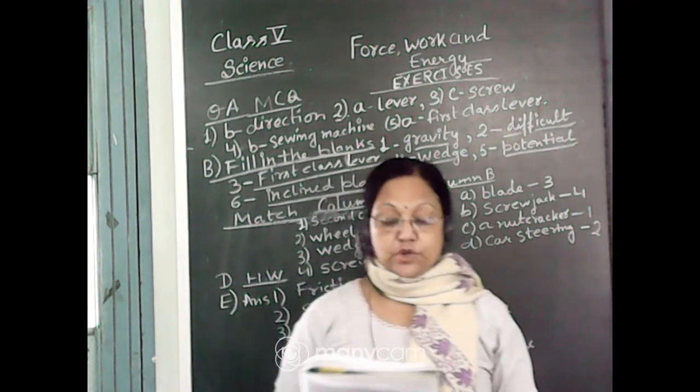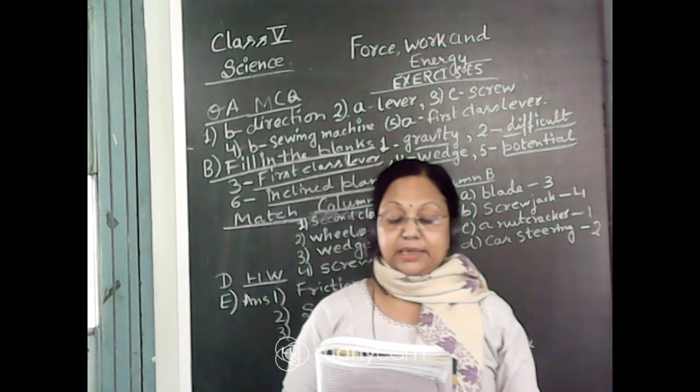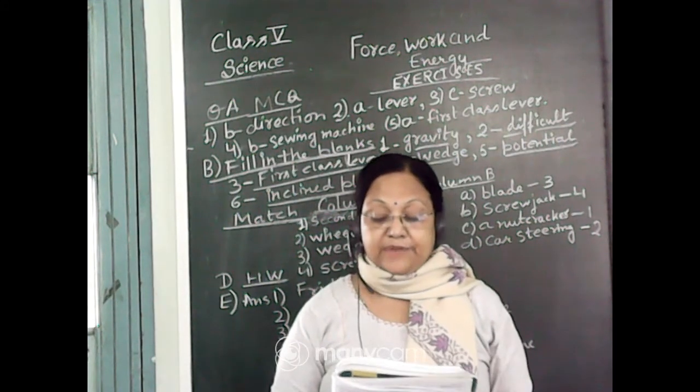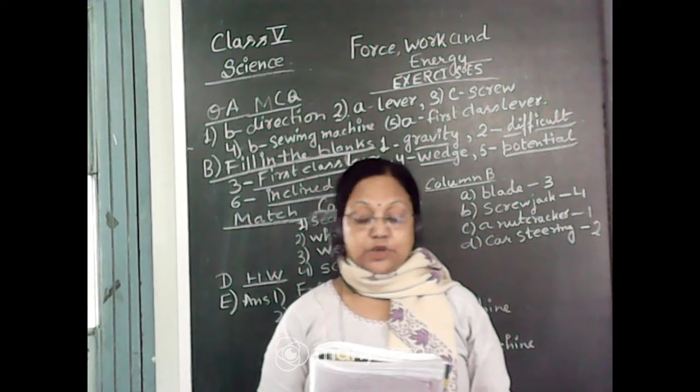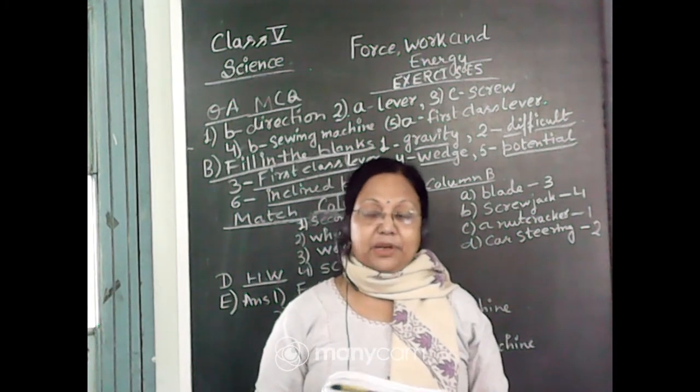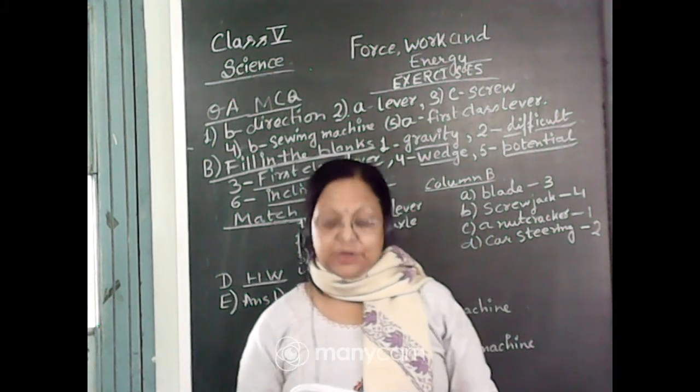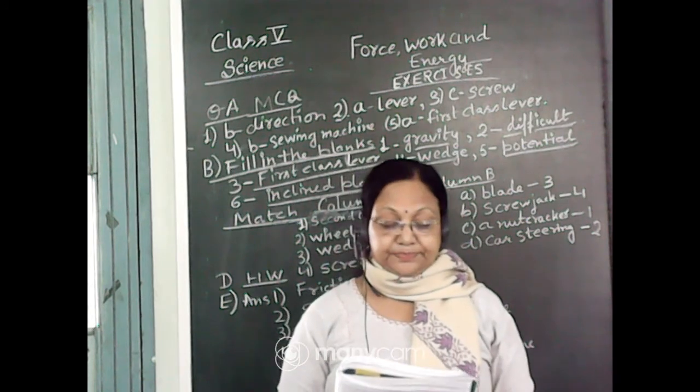Now the second question: a bottle opener is an example of lever, inclined plane or wedge. So it should be the example of the lever. We know it's a simple machine. So it is a lever.